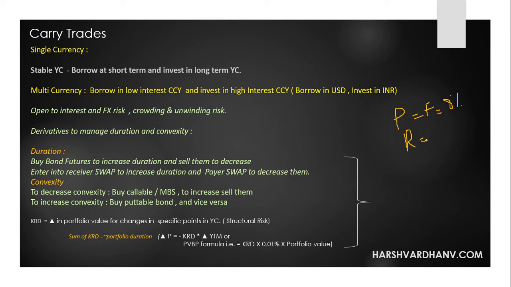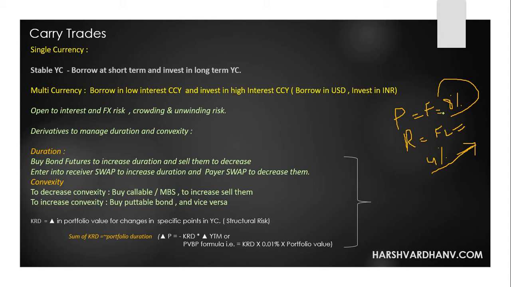And when you receive fixed, when you pay floating, you pay the duration only up to the next reset, right? This 8% in annualized, this 4% is only up to the next reset. Why? Because on the next reset, the interest rates are going to get recalibrated.